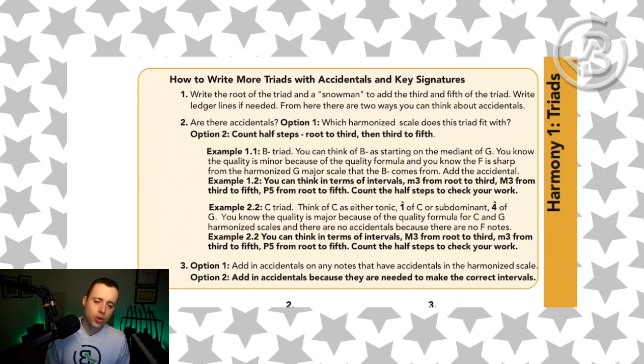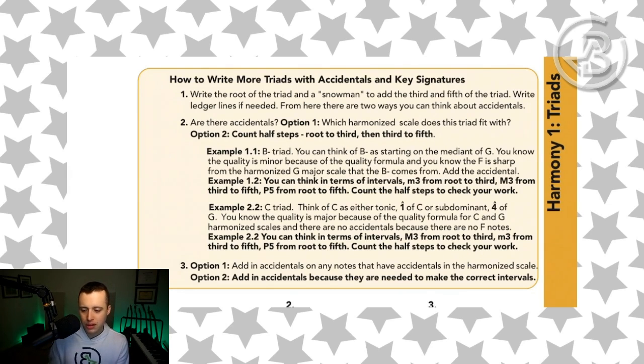In this lesson, you are going to learn how to write, and actually more importantly, think about how to write different triads, both from a harmonized C major scale and from a harmonized G major scale. So step number 1 to write any triad is we need a root, third and fifth, a snowman, and we need to write in ledger lines if we need.